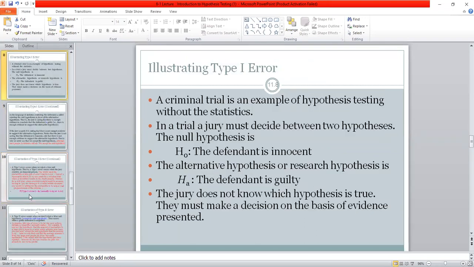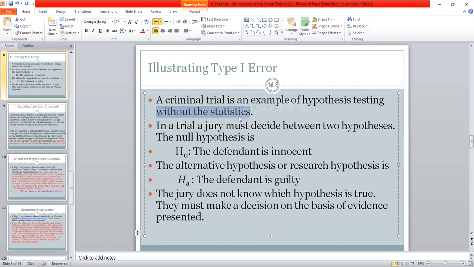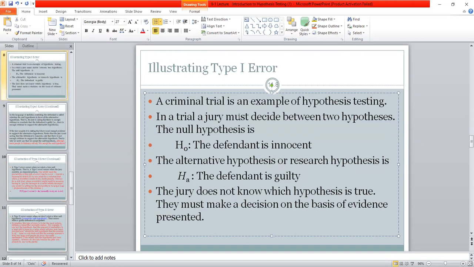I'm not going to belabor that. That's another example. A criminal trial is essentially an example of hypothesis testing, though of course not with statistics. It is a form of hypothesis testing. In any trial, lawyers know better than we do, the judge or the jury, whatever the case, must decide between only 2 hypotheses. Even in Kenya, the accused is presumed innocent.